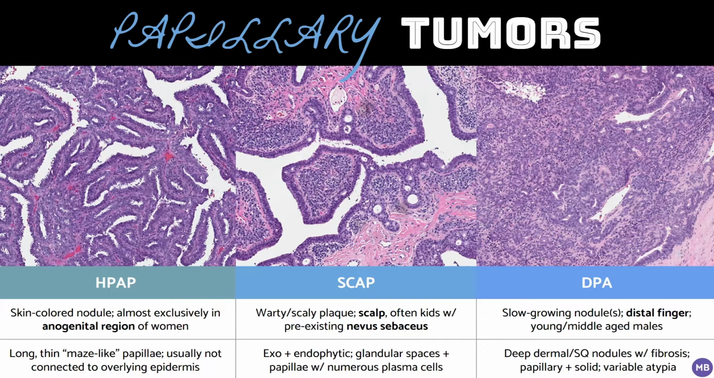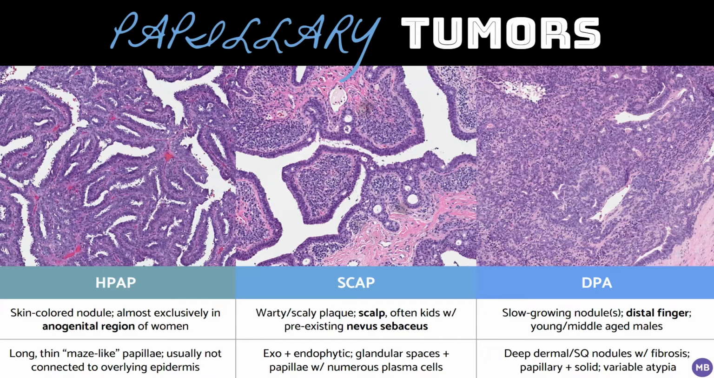Hydroadenoma papilliferum and digital papillary adenocarcinoma are two other papillary sweat gland tumors. However, they don't really enter the differential with each other because, like real estate, it's all about location with these guys. Hydroadenoma papilliferum characteristically presents as a skin-colored nodule in the anogenital region of women. Histologically, it is a well-circumscribed dermal nodule composed of narrow anastomosing papillae in a maze-like arrangement, lined by a double layer of sweat gland epithelium.